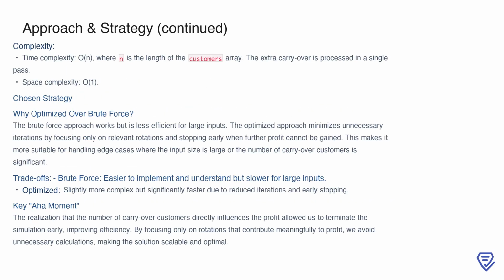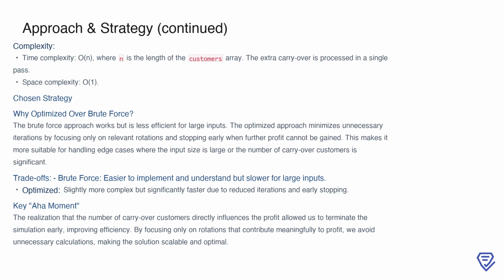The optimized approach has a significant advantage in terms of complexity. Its time complexity is reduced to O(n), where n is the length of the customer's array. This is because the carryover customers are handled in a single pass, without requiring additional iterations. The space complexity remains O(1), as no additional data structures are needed.